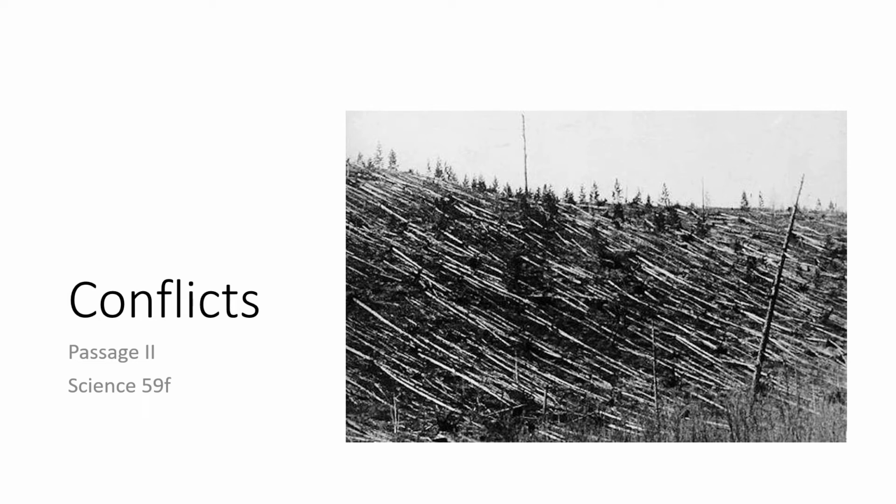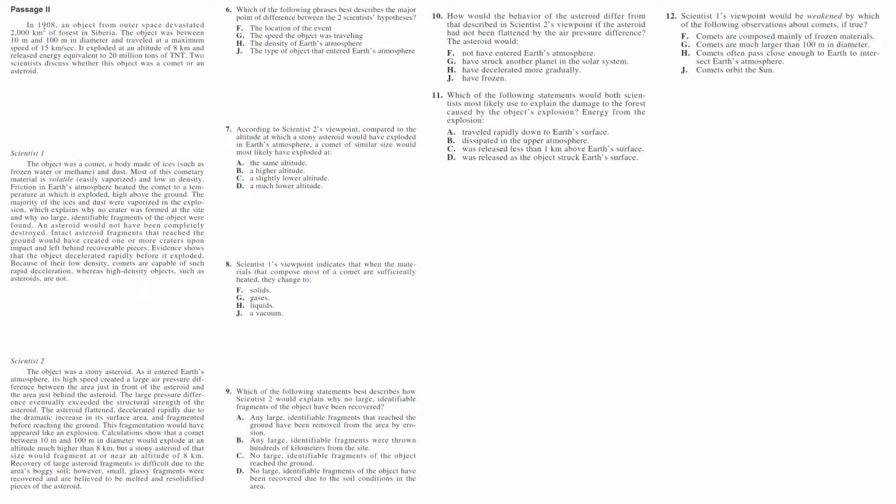All right, this is a conflicts passage. It's passage 2 in this test. It's easy to see it's the one conflicts passage per test because it says scientist 1, scientist 2. We usually say scientist or experiment or student.